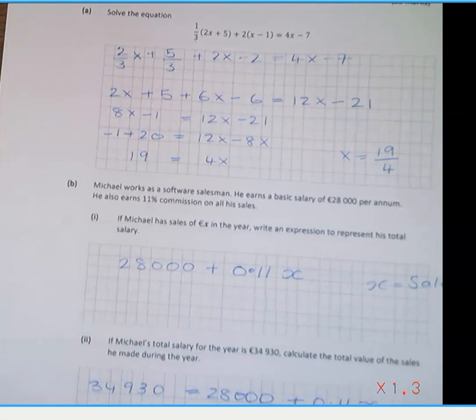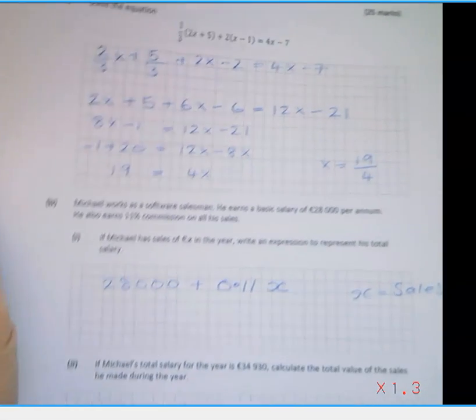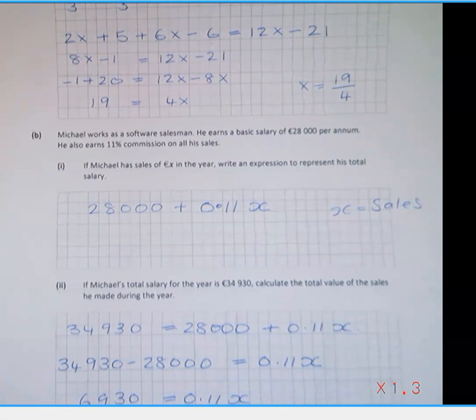Okay, the second part of that question was to do with commission and sales. And it says Michael worked as a software salesman. He earned a basic salary of 28,000 and he also earned a commission of 11% on his sales. It said if Michael had sales of X euros in a year, write the expression to represent his total salary. So his total salary was his basic, which was 28,000 plus 11% of X. So how you get the 11% of X is divide your 11 by 100 to get it as a decimal, and then you'd multiply. So you've got 28,000 plus 0.11x, and then tell them X stands for sales.